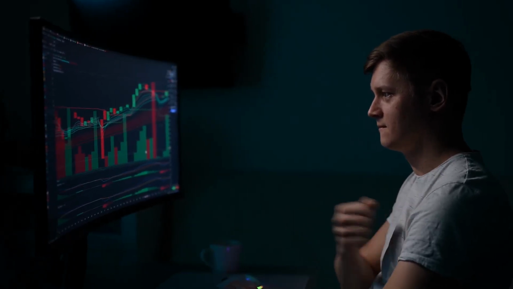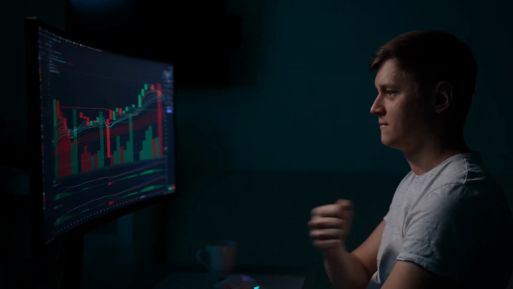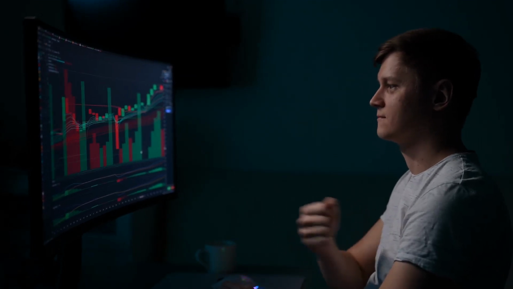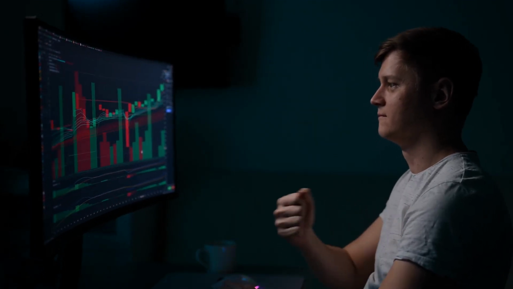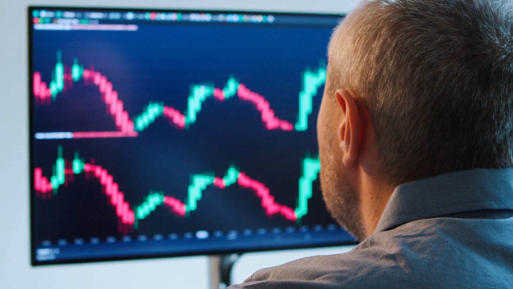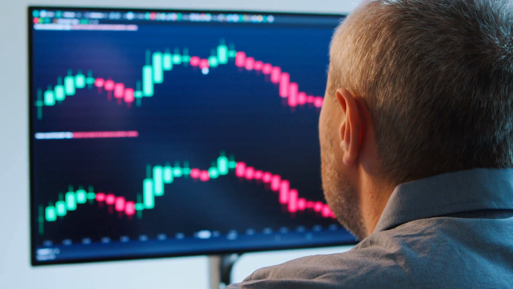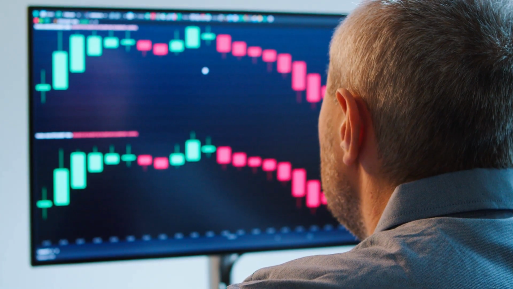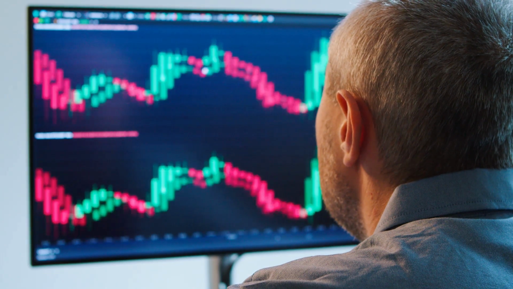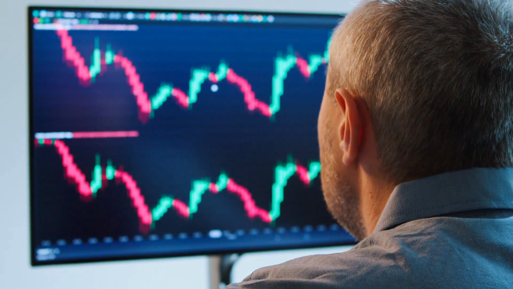Forex trading can be exciting. The thrill of making a successful trade can be exhilarating, and the potential for profit is what draws many people to this market. However, it can also be incredibly risky. The market is unpredictable, and without proper knowledge and preparation, you can quickly find yourself in a difficult situation.